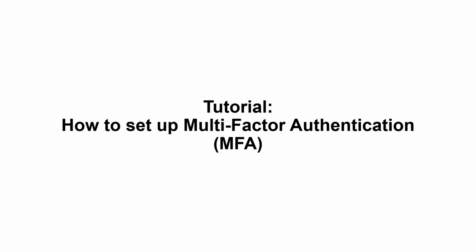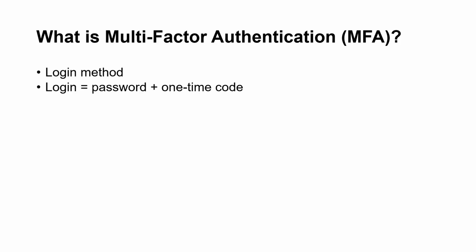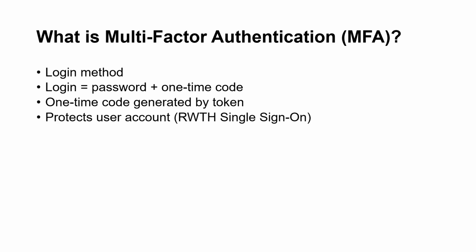In this video, we'll show you how to set up multi-factor authentication, also known as MFA. What exactly is MFA? MFA is a login method where you enter a code in addition to your password, such as a one-time code from a smartphone. This one-time code is generated by a token, but more on that later. MFA protects your user account, known as RWTH single sign-on, from unauthorized access and is mandatory at RWTH.